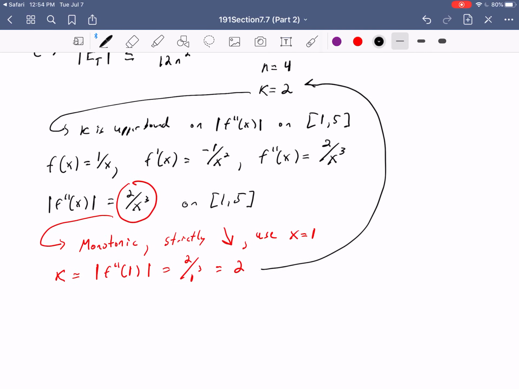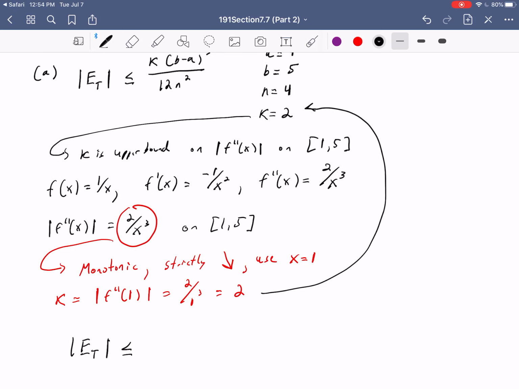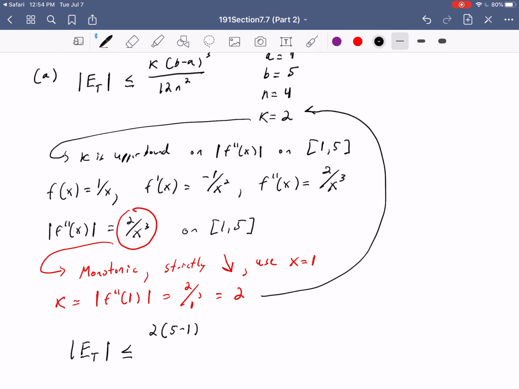So we can plug all this in and come up with our error bound for the trapezoidal rule. So the maximum error for the trapezoidal rule in absolute value is going to be 2 times (5 minus 1) to the third over 12 times 4 squared. And at this point, this is just something you could type into your calculator. So that's 2 times 4 cubed divided by 12 and then divided by 4 squared. So that looks like that's approximately 0.667. So we're saying that the maximum error, again, the real error might be less, but the worst case we could be is we could be off by 0.667 when we perform the trapezoidal rule with 4 partitions.